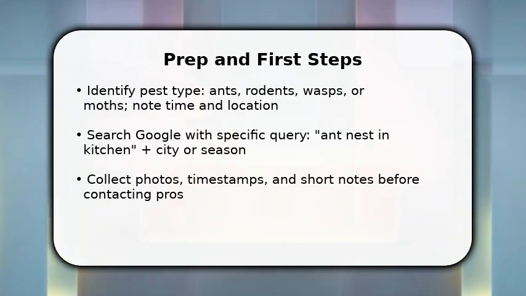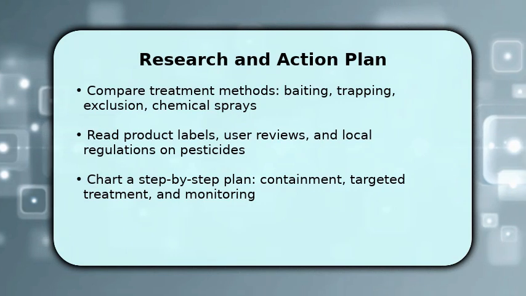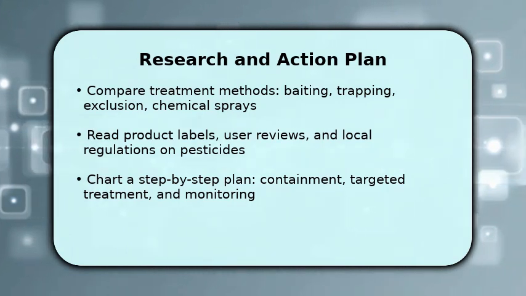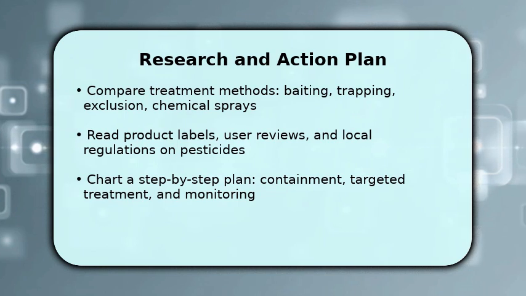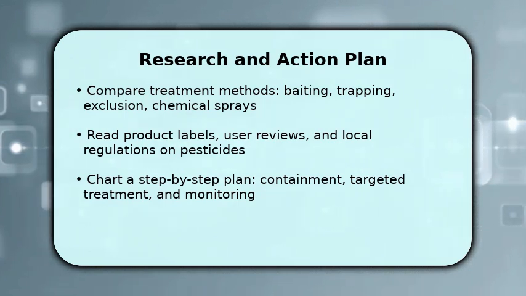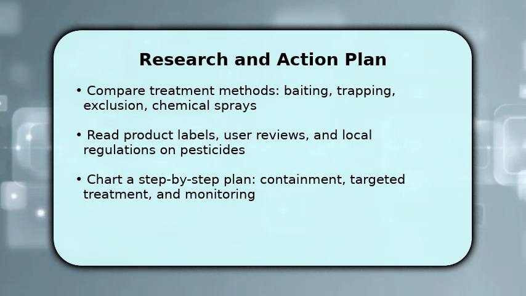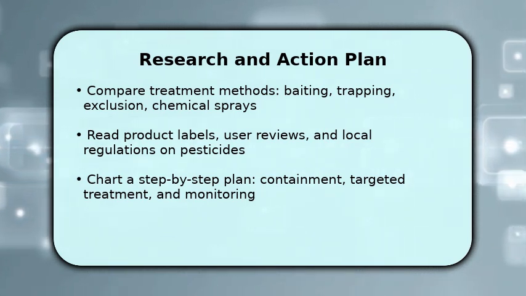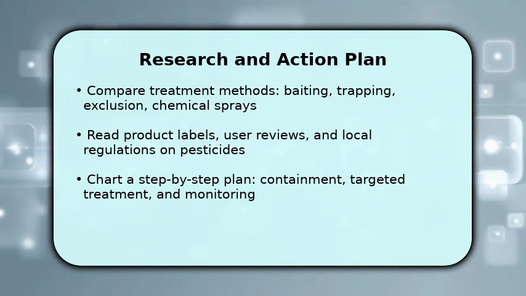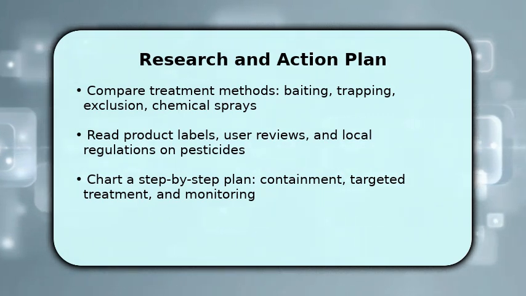Now you translate search results into a plan. Compare baiting versus trapping versus exclusion and decide based on the pest biology and indoor versus outdoor context. Read product labels and user reviews found via Google to understand efficacy and safety. Also check local pesticide regulations to avoid restricted chemicals.